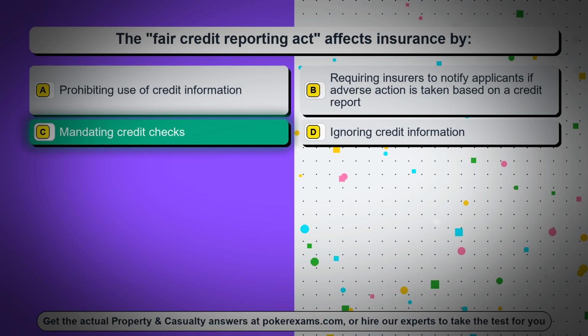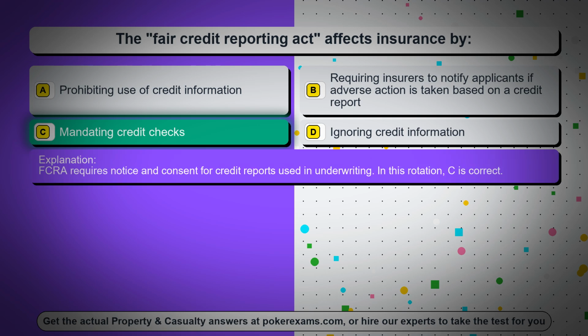The correct answer is option C, mandating credit checks. FCRA requires notice and consent for credit reports used in underwriting. In this rotation, C is correct.